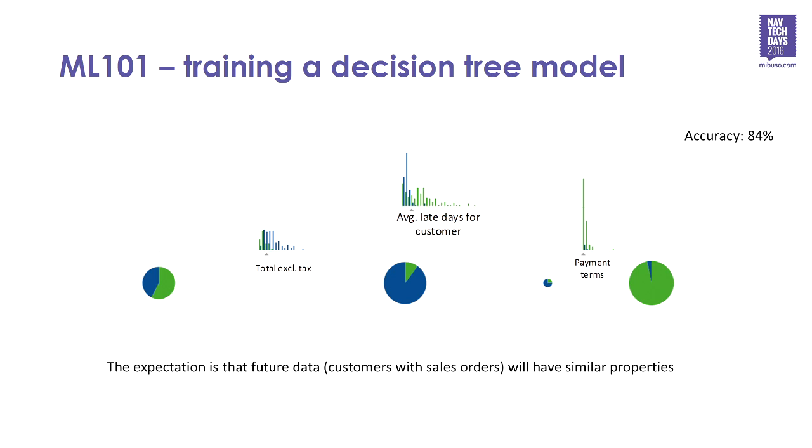And now that I have this model that I have trained on my historical data, the expectation is that for future data, that is customers with these sales orders, they would behave similarly to previous customers. And if I have enough data, that would most probably be true, right? So often, the more data you have, the better in these cases.